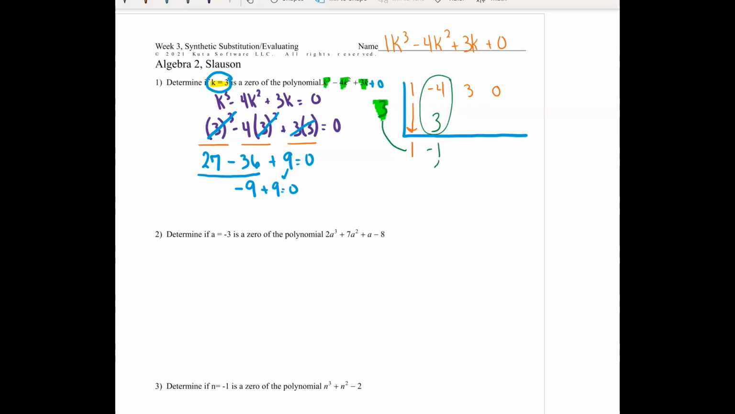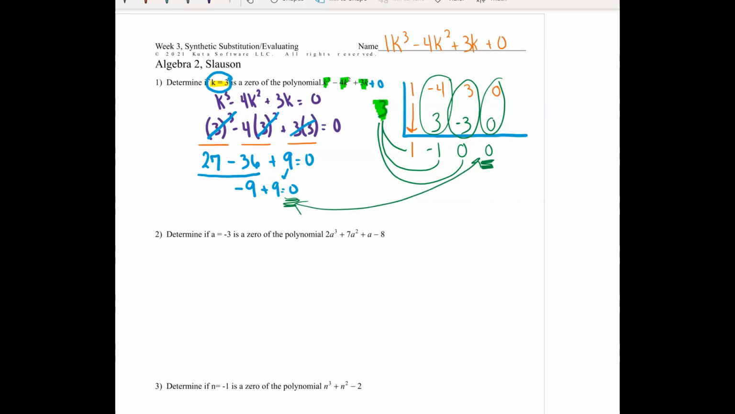Now this -1 multiplies by the 3, and I wouldn't normally draw these loops. This is just so you can see what I'm talking about. I get -3, and I put it under the 3, and I add this column and get 0. Then I take 0 times 3, which is 0, add the last column, and get 0. The number at the end should be the same number that I got here.